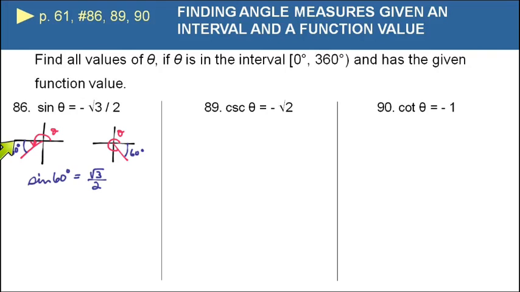Okay, so I've labeled those here. Now, for the third quadrant, we'll do 180 plus 60, which would be 240. And for the fourth quadrant, we'll do 360 minus 60, which would be 300.